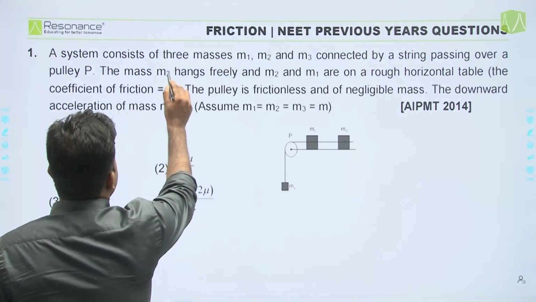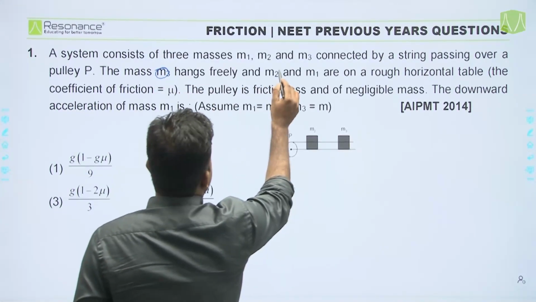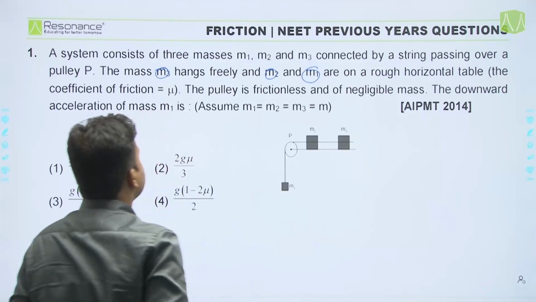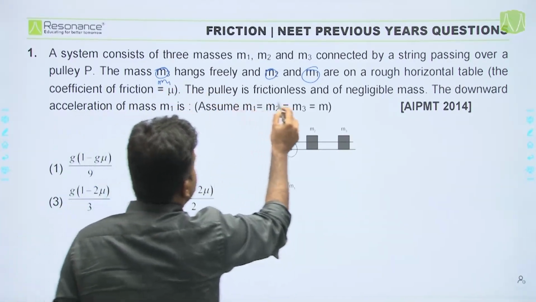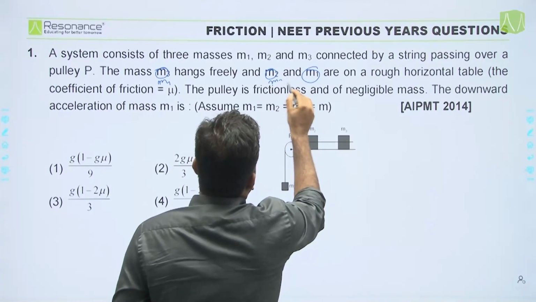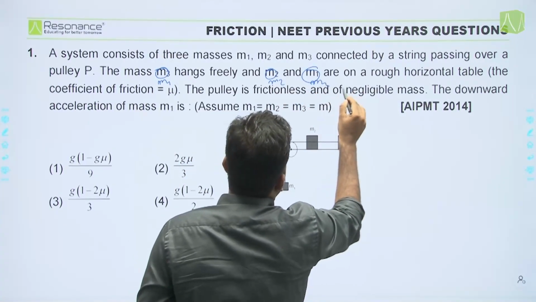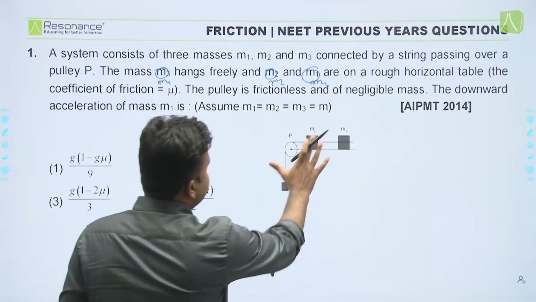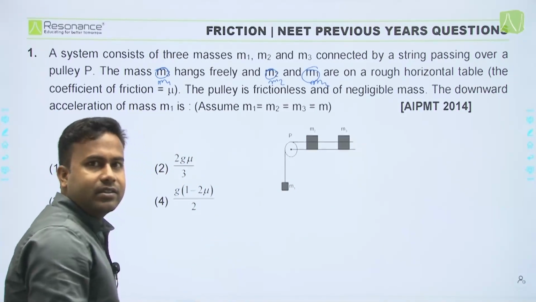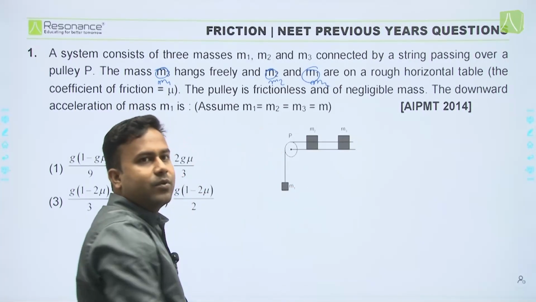This one is, I think, a typing mistake. It's okay. So here it is M1 that hangs freely, and M2 and M3 are on the horizontal plane. Okay students, so now look at this, the diagram of this question is given. We have to find the acceleration of this M1 block.